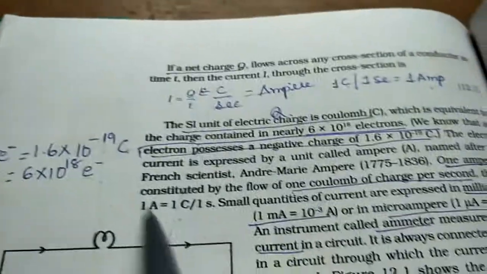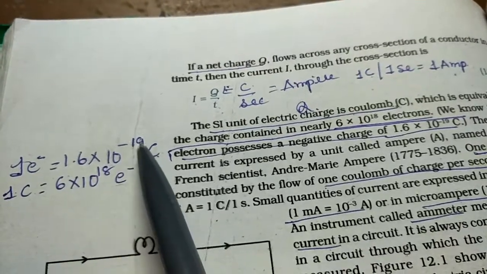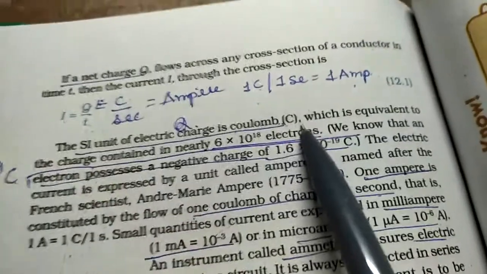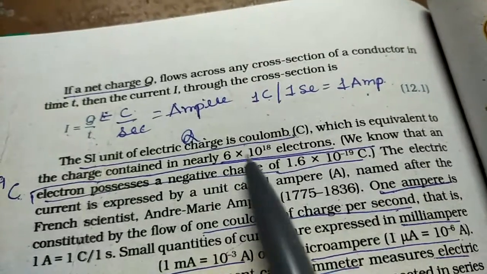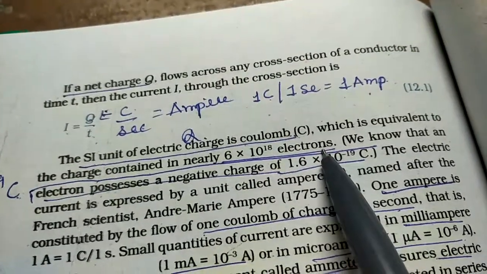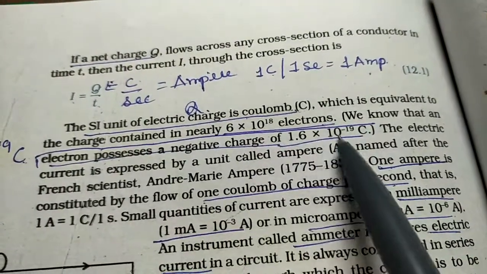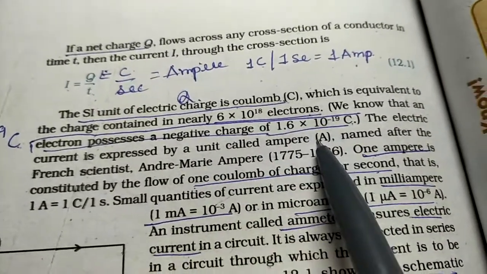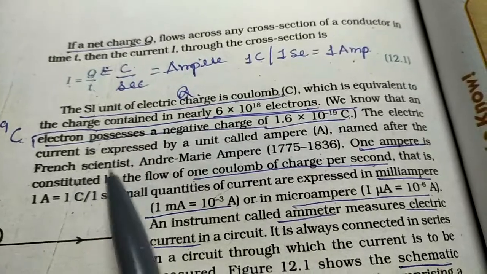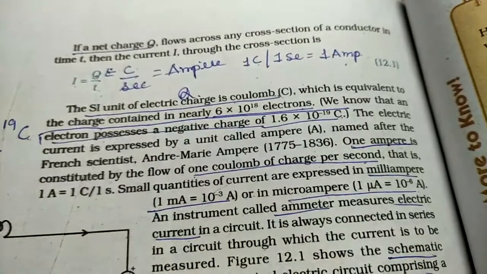Now what is the charge of the electron? The charge of the electron is 1.6 into 10 raised to minus 19 coulombs. So nearly 6 into 10 raised to 18 electrons contain how much charge? 1 coulomb. And the unit of current, ampere, is in the memory of the French scientist Andre Ampere. Now 1 ampere, as I said, is 1 coulomb per 1 second.